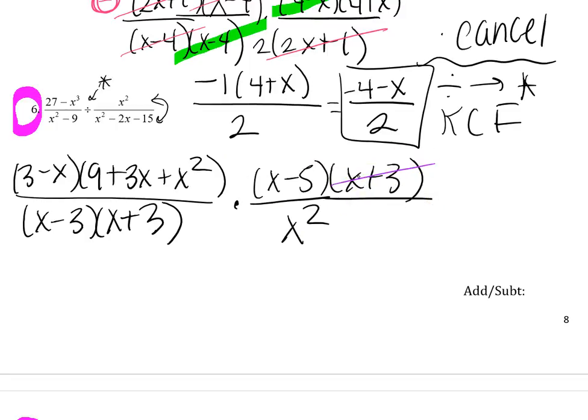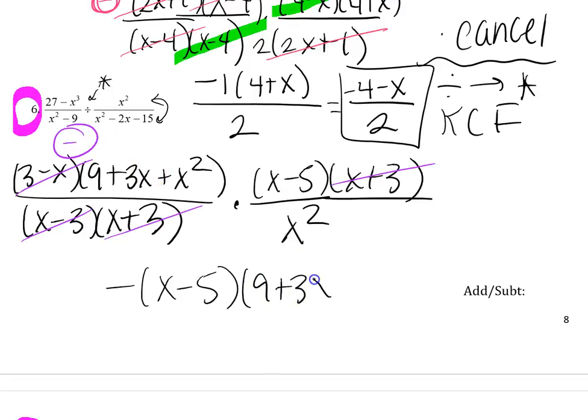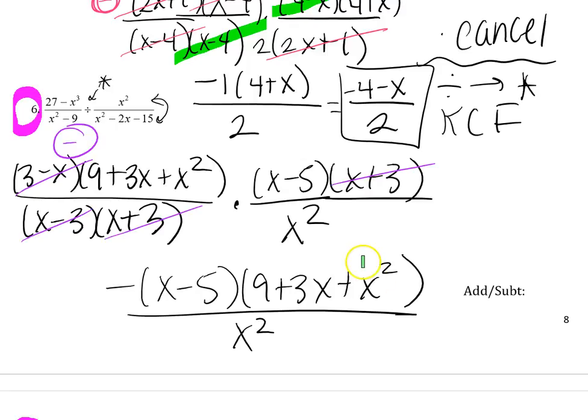And I go ahead and cancel. These are opposite factors again, so you're going to get a negative 1. So my final answer is negative x minus 5 times, I don't know why I skipped over this, 9 plus 3x plus x squared all over x squared. And please do not cancel those x squareds. That would be slashing. You can only cancel across multiplication, so please leave those as is.